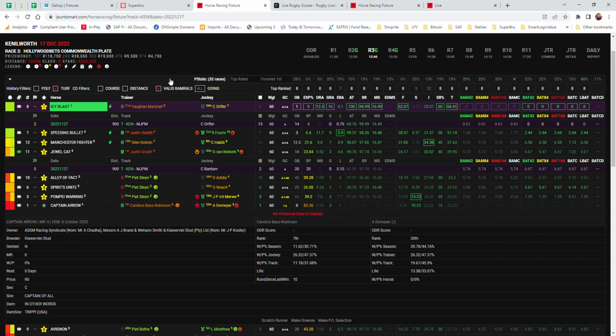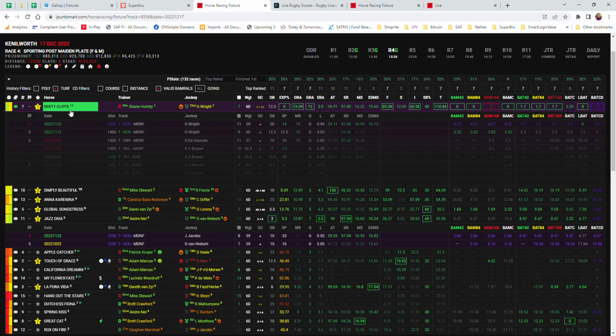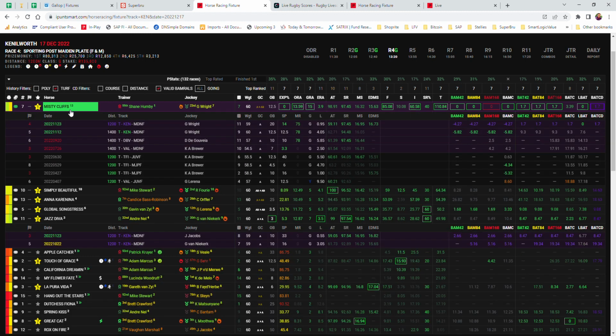Moving on to the fourth race, and yeah, Mike Stewart's only got the two. Simply Beautiful, but the horse that pops up nicely for me is Mystic Cliffs, only runner for Shane Humby with Garth Wright in the saddle. Now, just quickly observing that Jazz Diva and Mystic Cliffs actually did run against each other. Jazz Diva is obviously prone for more improvement, clearly, because he's only on his third run. And Mystic Cliffs is on his 13th run already.